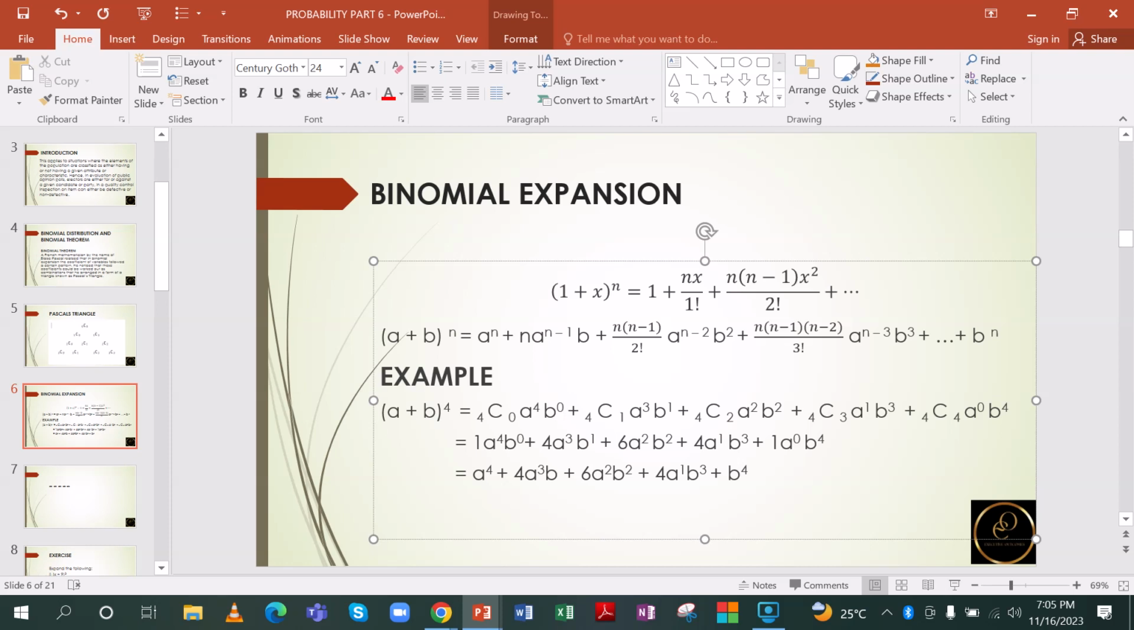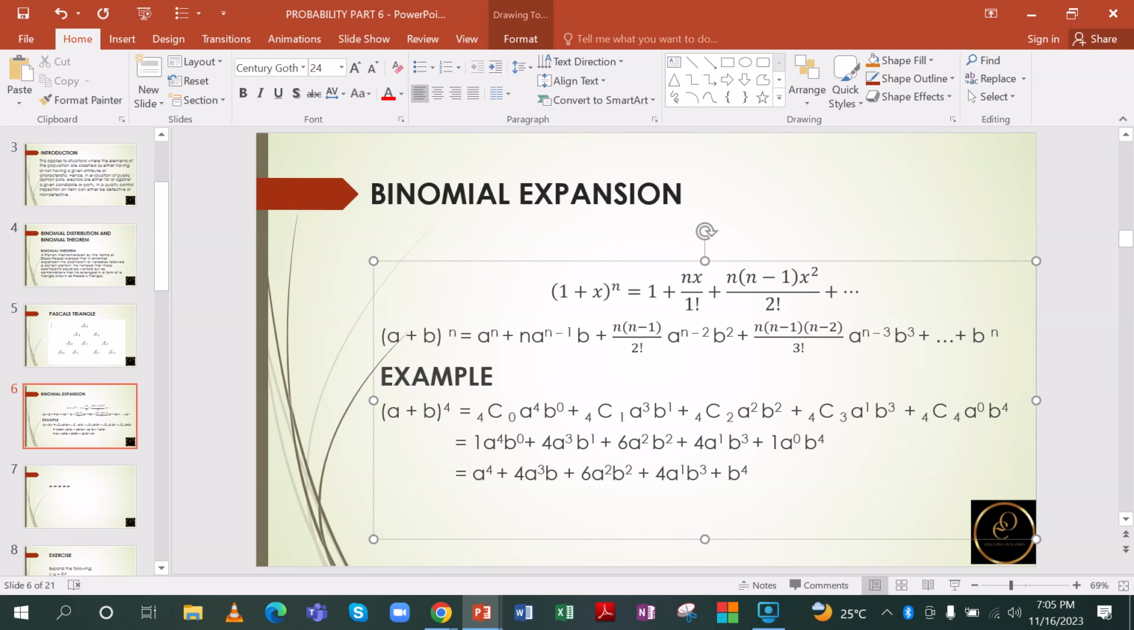So any number which is raised to power 0 is 1. So with A here, it will be A to the power 4. B raised to power 0 is 1. 1 times A raised to power 4 will just remain A raised to power 4.